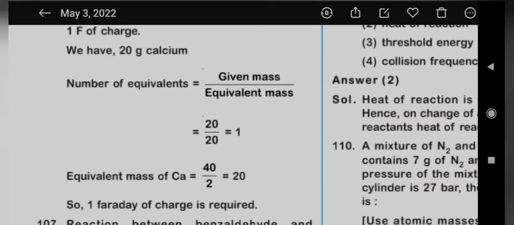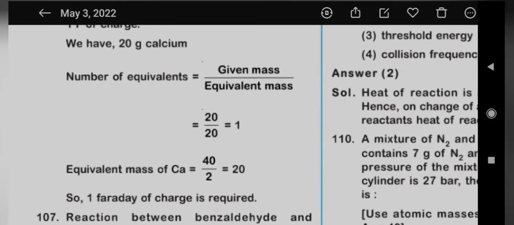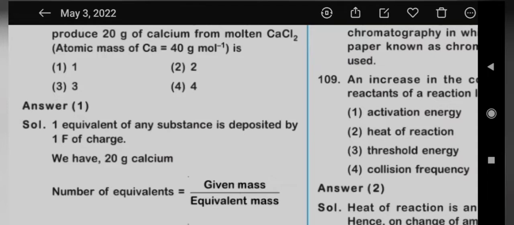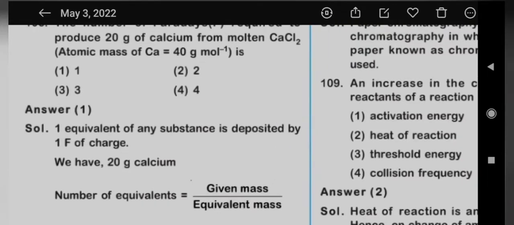Equivalent mass of calcium we have already calculated, so 1 Faraday of charge is required for 20 gram of calcium in the molten state.